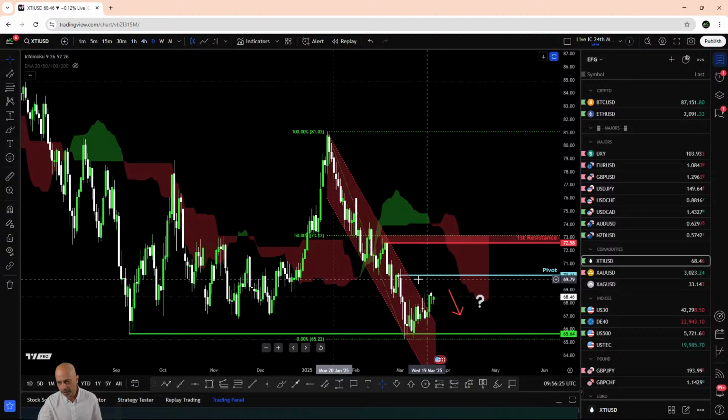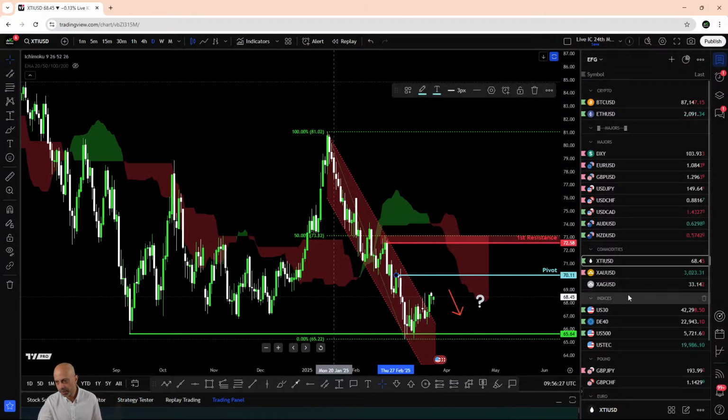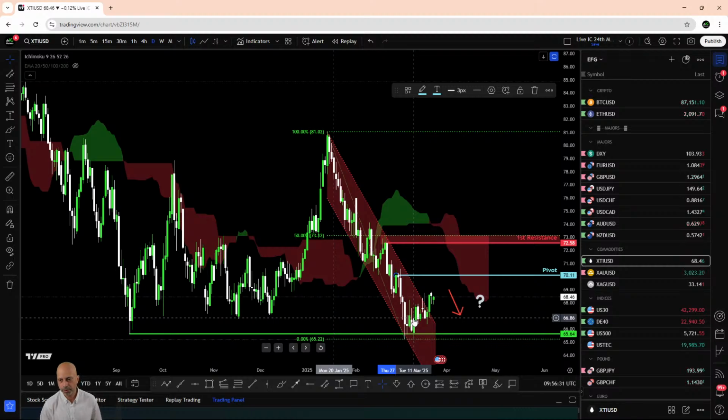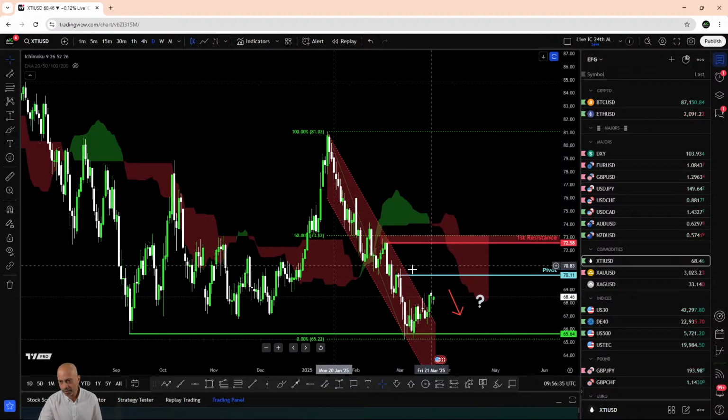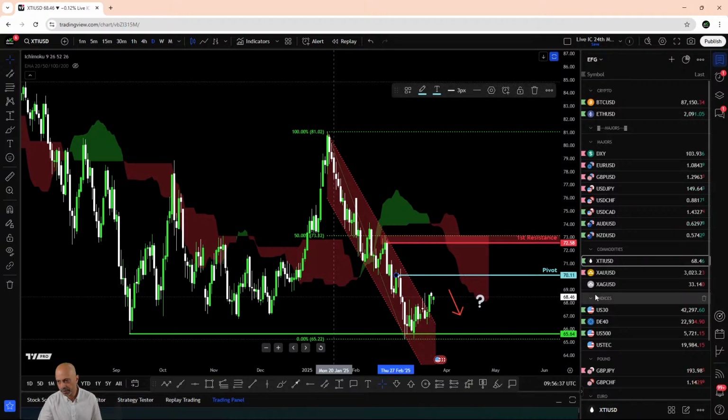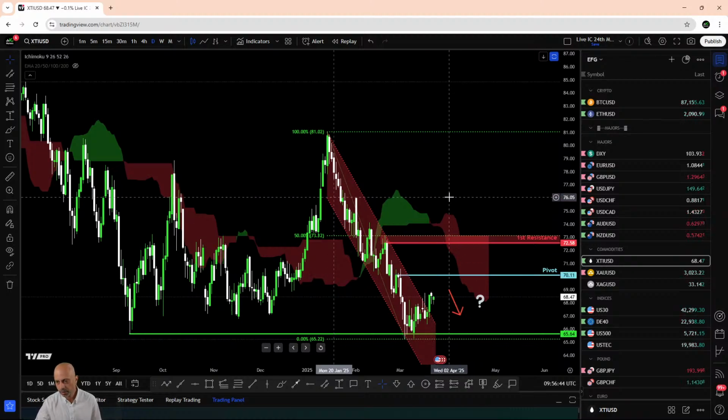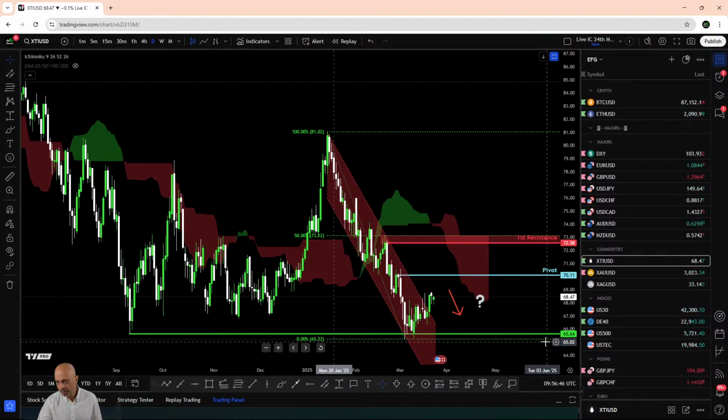But perhaps where it could run into some serious resistance would be around the pivot at $70.10. So anyone who's gone long on crude oil, perhaps as of last week, identifying your first take profit target at around the pivot, which is $70.10, would probably be a suitable area to do so.